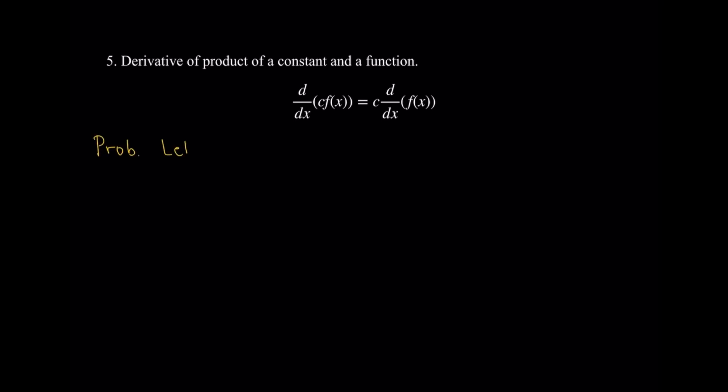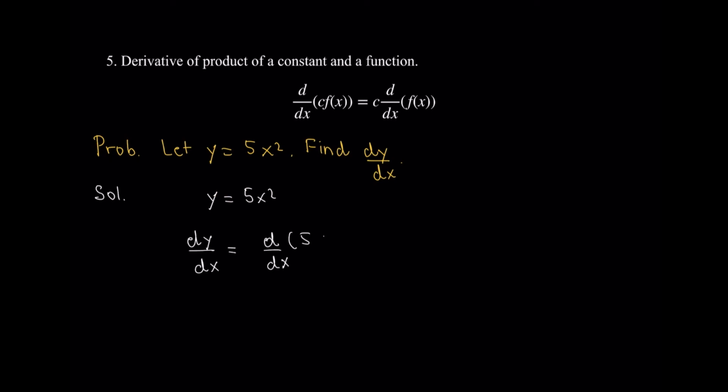Let's see an example. The problem says let y equal 5x squared, and I want to calculate dy upon dx. Let's see the solution. So I have y equals 5x squared, and I want to calculate dy upon dx. It can be written as d upon dx of 5x squared. I can take 5 out and take the derivative of x squared, which is going to be 2x, and the answer is simply going to be 10x. So dy upon dx equals 10x.